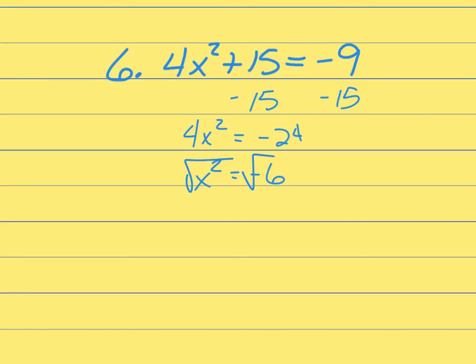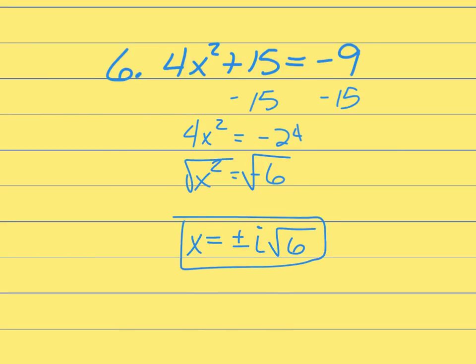But we can at least try to break down the radical. I don't think the 6 will break down, but what we can do is we can call it x is equal to plus or minus. We've got that i that we can take out, and then just radical 6. If it won't break down, then just leave it like that. Okay? Let's try another one.